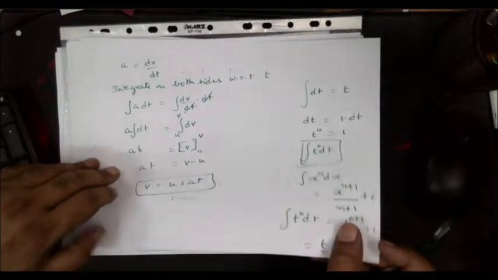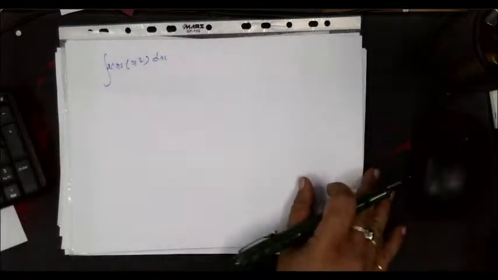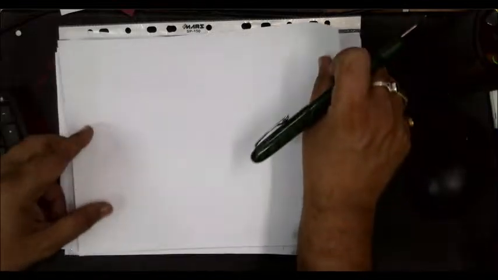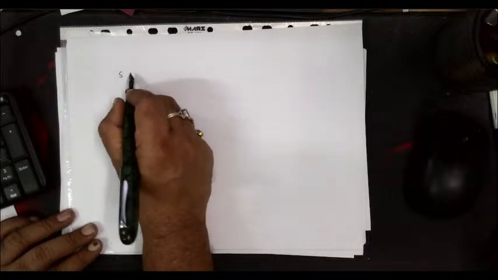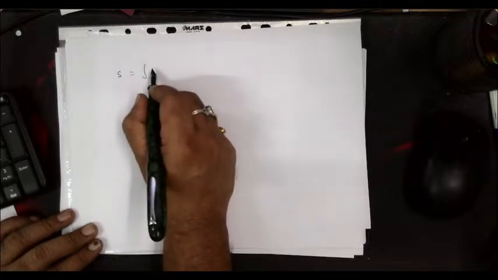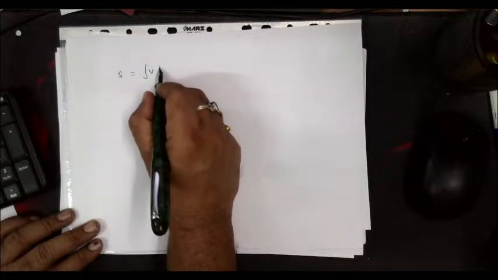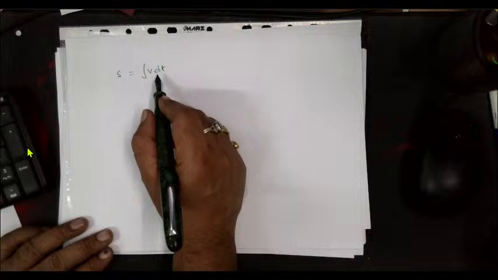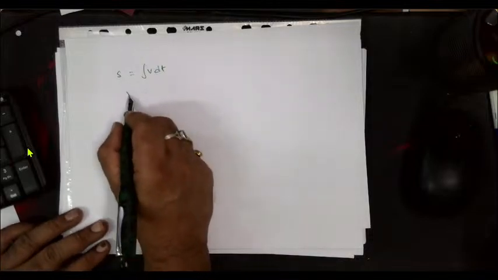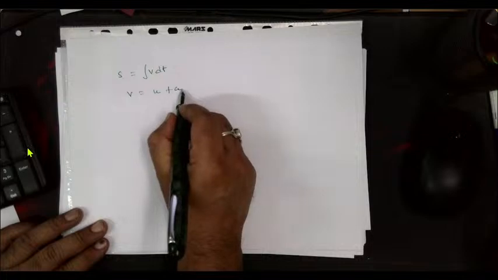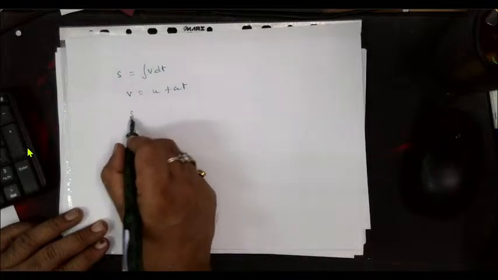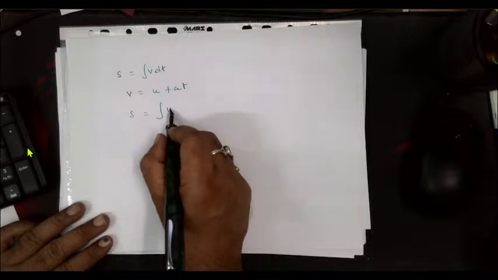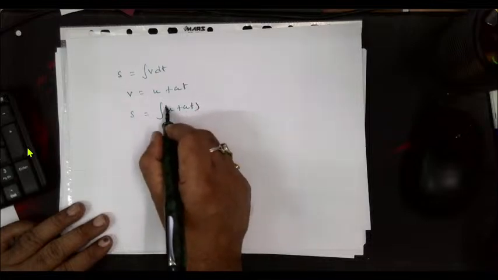Similarly, we have the second equation. Yes, as we already discussed, this is v into dt. So s is equal to integral v into dt. We know already v is equal to u plus at. We can substitute this. So s is equal to integral u plus at into dt.